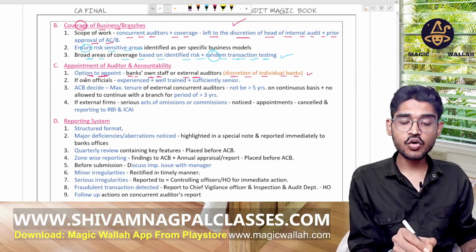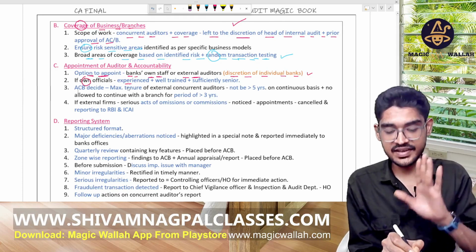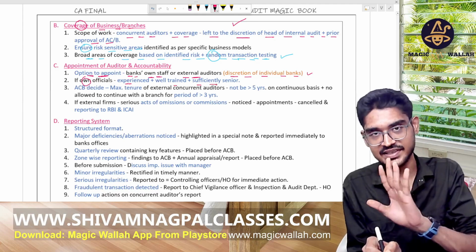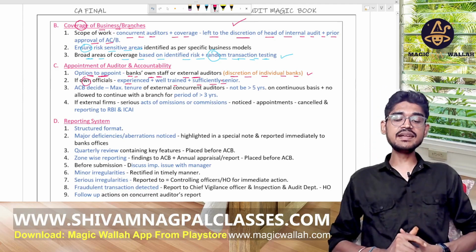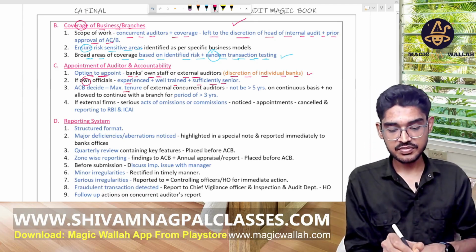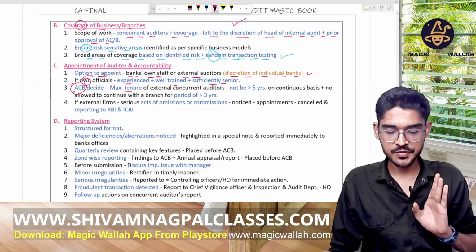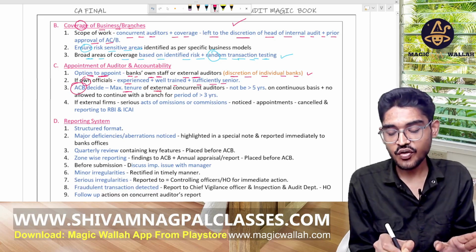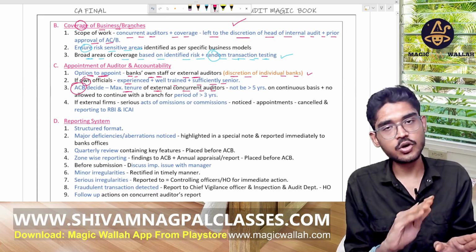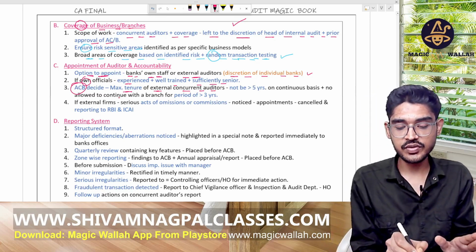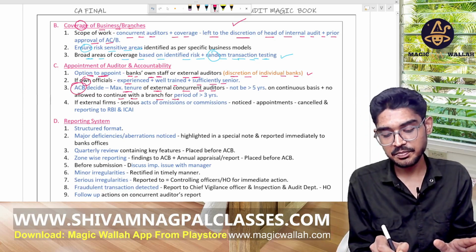Okay, if they are official, then they should be experienced. They have the knowledge, are well trained and sufficiently senior. So the ACB decides the max tenure. ACB means the audit committee and the board. The audit committee and the board decide the max tenure of the concurrent auditors: it should not be more than 5 years on a continuous basis, and they are not allowed to continue with the branch for more than a period of 3 years.